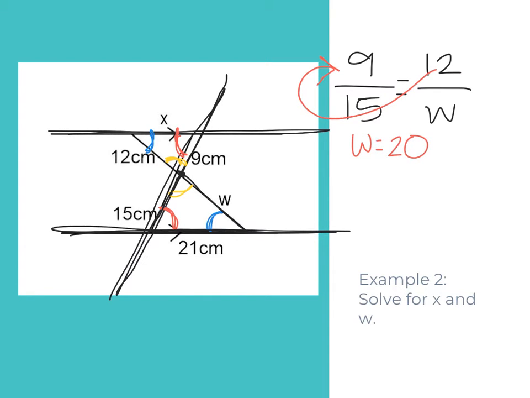Same strategy to solve for x. I have 9 and 15 as corresponding sides. x is in the same relative position as 21. You can cross multiply and divide. And x ends up being 12.6.